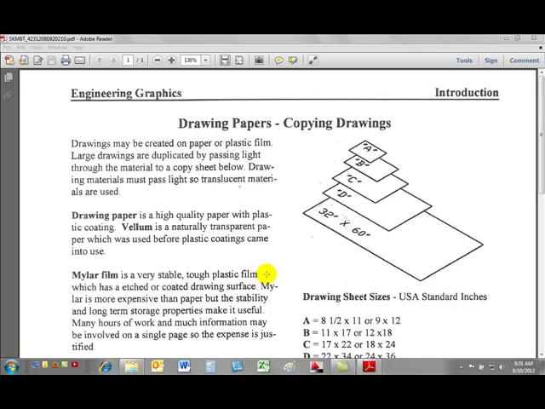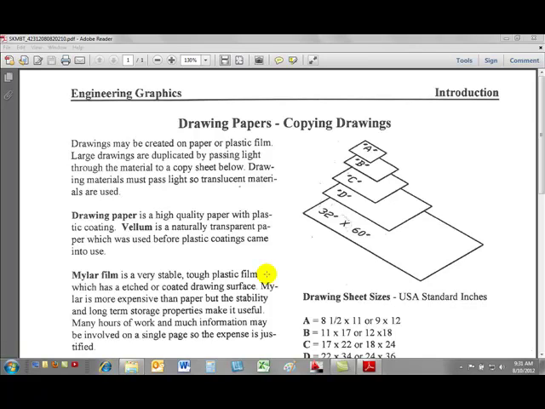Okay, the next topic we're looking at is drawing papers on page A7 in your text workbook. And they fall in two basic categories. I have a little problem with the author's description, but basically paper and vellum are the two types of media that we draw on today. To a lesser extent, mylar film.